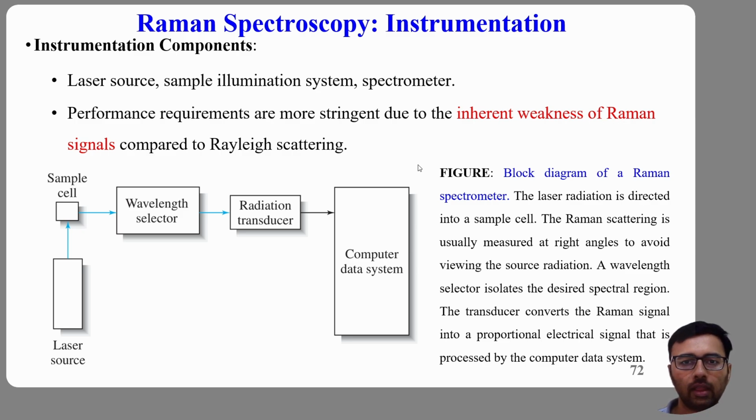The laser is the heart of the Raman instrument. Unlike IR spectroscopy, which uses broad thermal sources, Raman spectroscopy requires monochromatic, coherent, and high intensity light. That means we need a laser. The laser provides photons of one precise wavelength. These photons interact with the molecular electron cloud and generate Raman scattering.